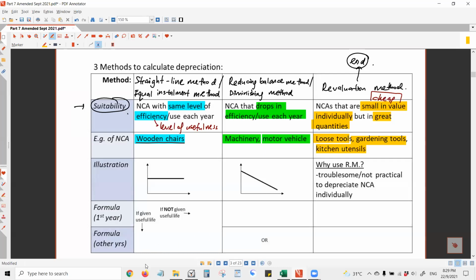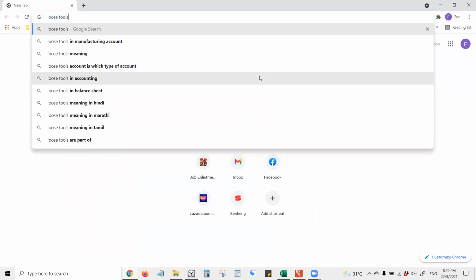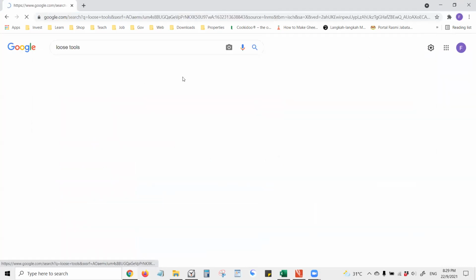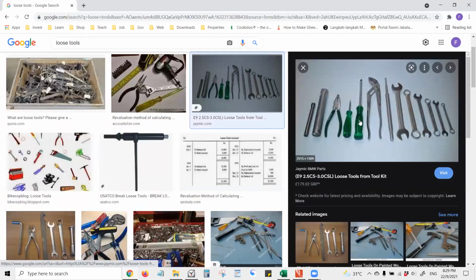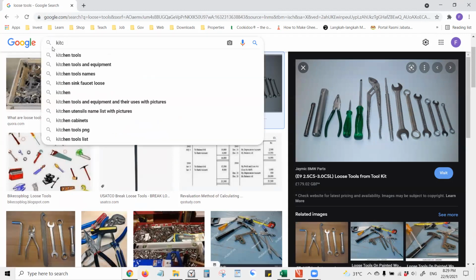Okay, sorry, I should look at the picture again. So you try to think, are these things individually expensive? I don't think so. This just costs a few dollars, right? So individually these are cheap and they are great in quantities. Agree, right? Okay, so this is the example. Now, another example is kitchen utensils.